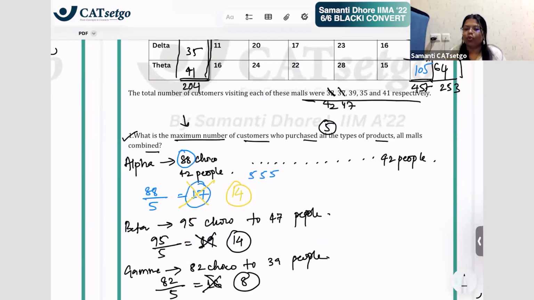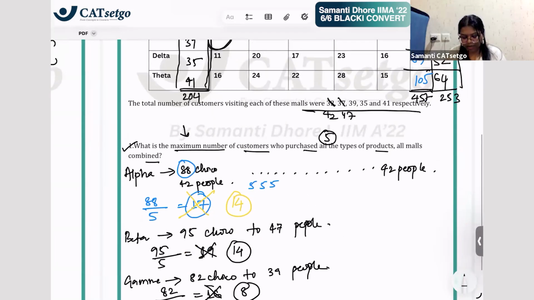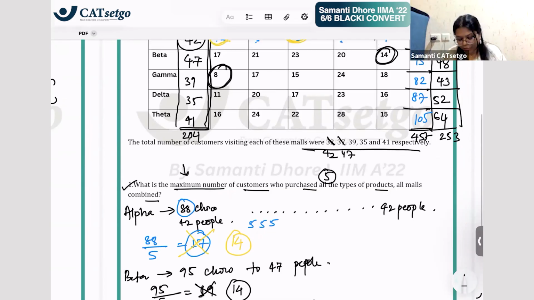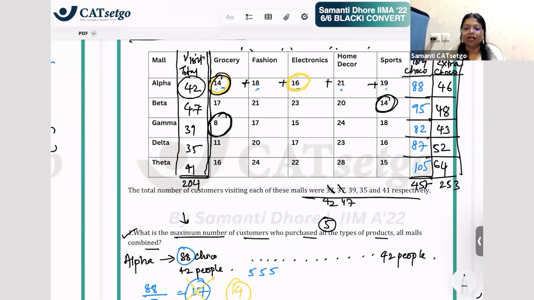So overall, what do you end up concluding? When there are no constraints, minimum constraints are required. They have not given any constraint that each person must have X, Y, or Z. There's no condition given to you. So what do you end up realizing? Your answer is the minimum value among the types of chocolate. You just take the minimum of 14, 18, 16, 21, 19, and you get 14 as the answer. For beta mall, you take the minimum of 17, 21, 23, 20, 14. 14 ends up being the answer, right?